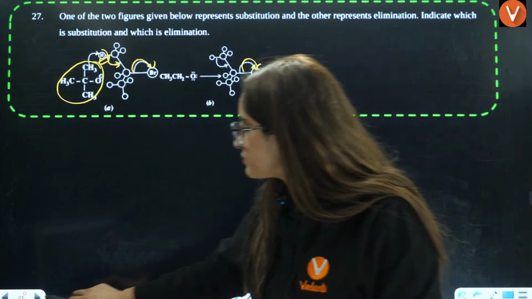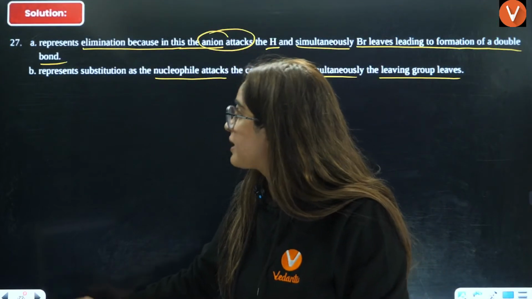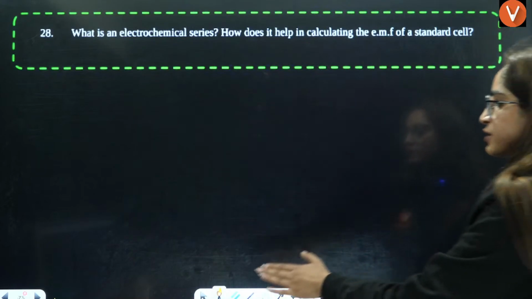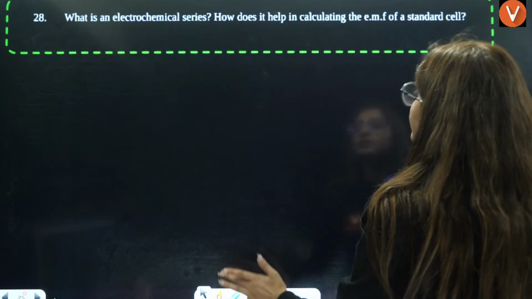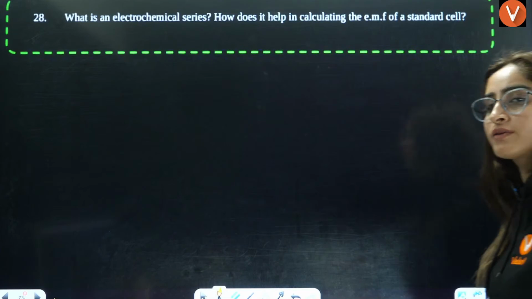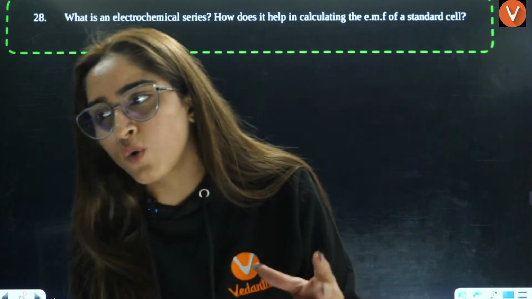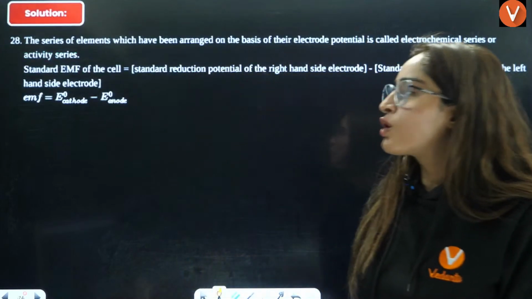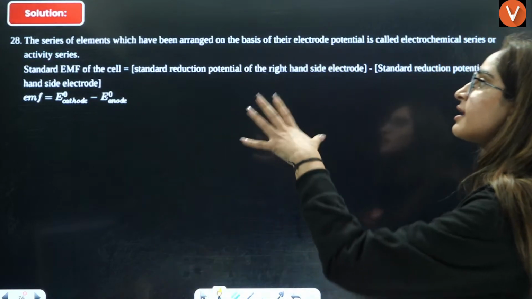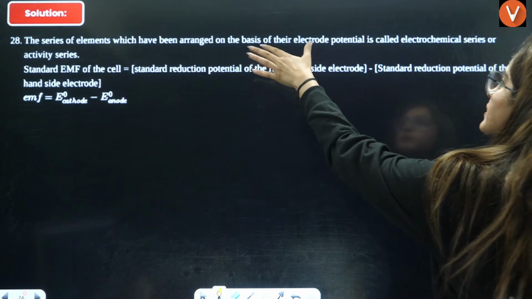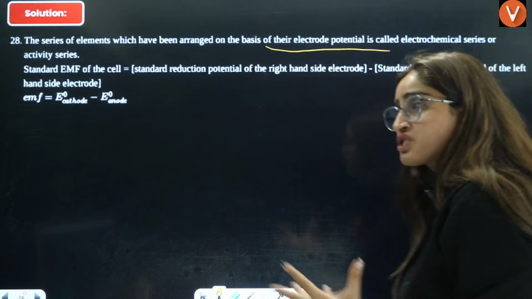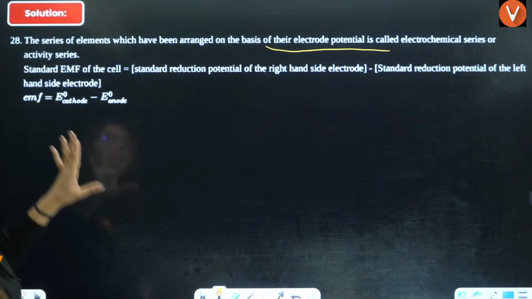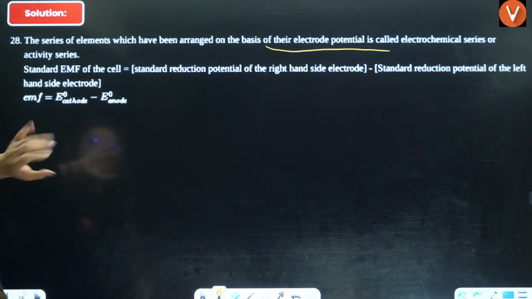Next question is, what is the electrochemical series? How does it help in calculating the EMF of the standard cell? These kinds of questions are only asked in boards, not in any competitive exams. So what is the electrochemical series? The series of elements which have been arranged on the basis of their electrode potential, specifically reduction potential, is called the electrochemical series or activity series.